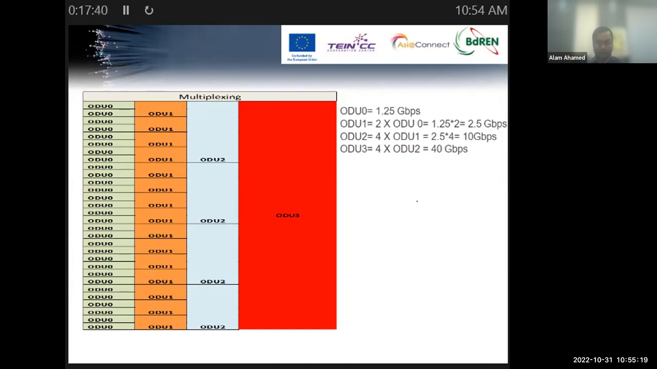If you need to configure 10G, you must configure ODU2. If you need 2.5G, you have to configure the level ODU1. This is very important for future configuration.